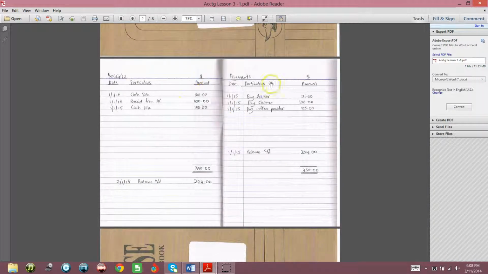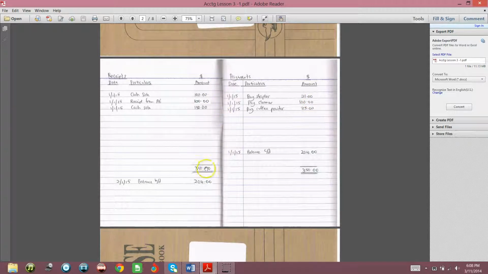Inside my cash book, I will have one page recording the receipts and one page recording the payments. Any money that comes in, I will record in this page, and any payments, I will record in this page. For simplicity, I suggest every day we start with a new page. For example, these are all my receipts and these are all my payments.